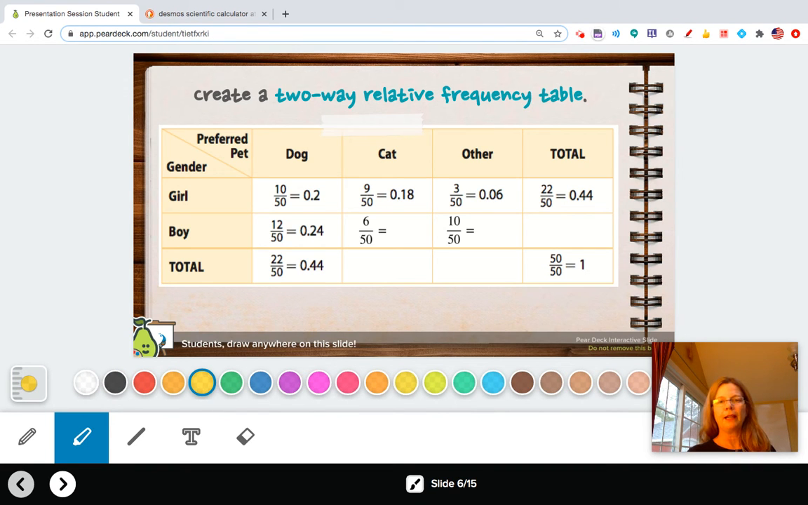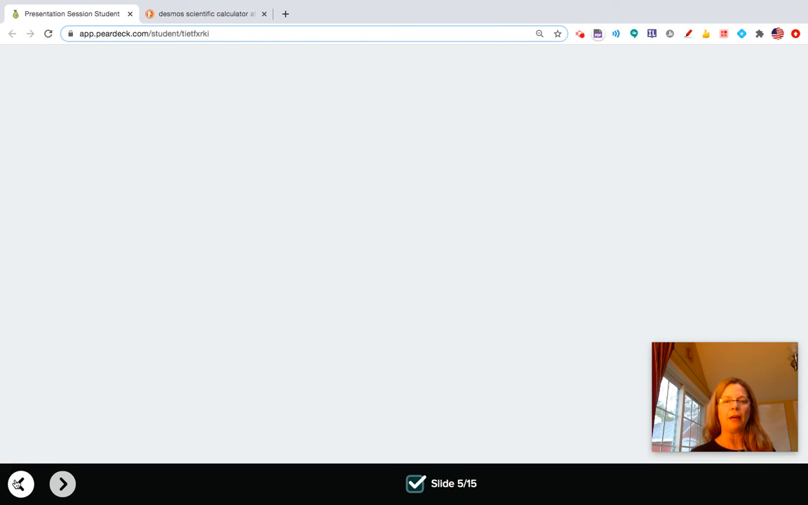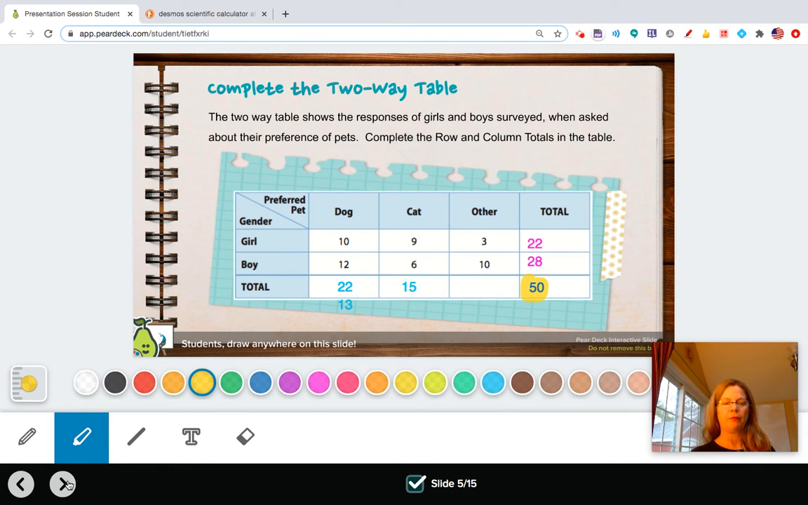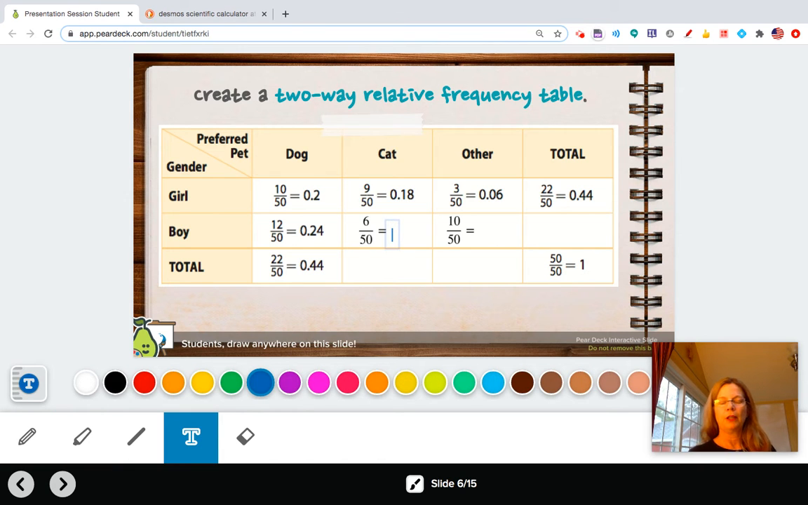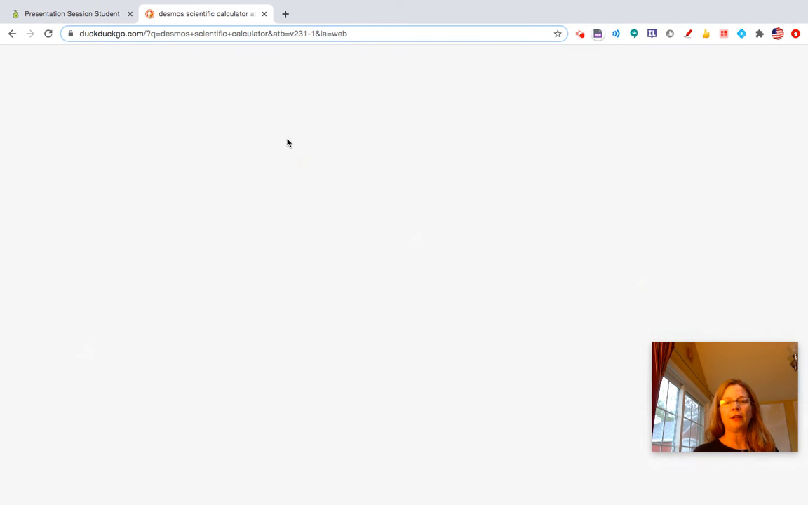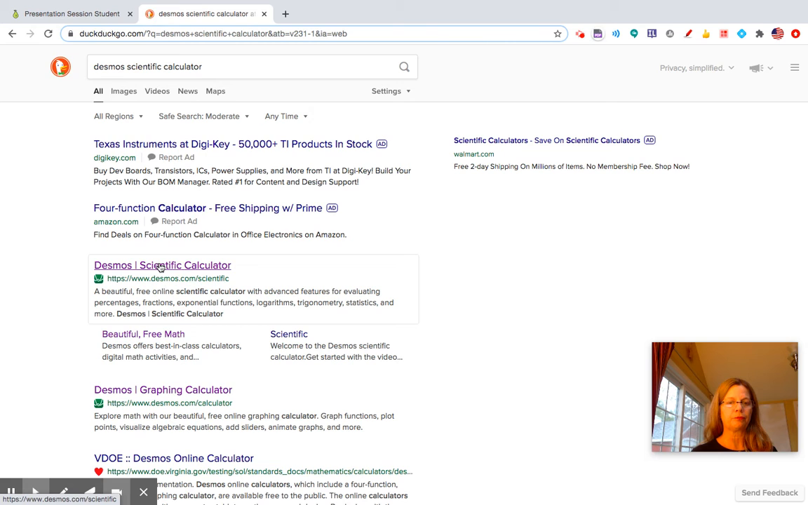But first, I want to create a two-way relative frequency table. A relative frequency table is when we take all of the values that were in the cells. So let's go back. The 10, 9, 3. And we divide those values by the grand total of 50. We're going to take every single number that was in the table and divide it by 50, and then turn it into a decimal. So 6/50ths is the same thing as 12/100ths. 12/100ths is 0.12. I like getting denominators of 10 or 100, but you could use a calculator and just do 6 divided by 50.